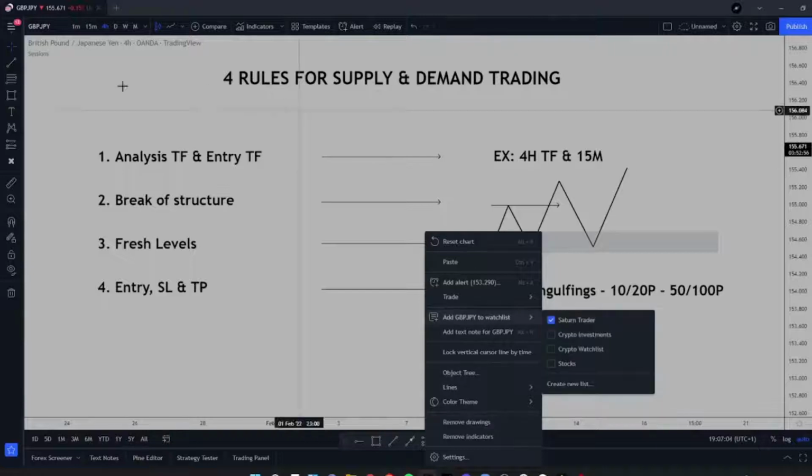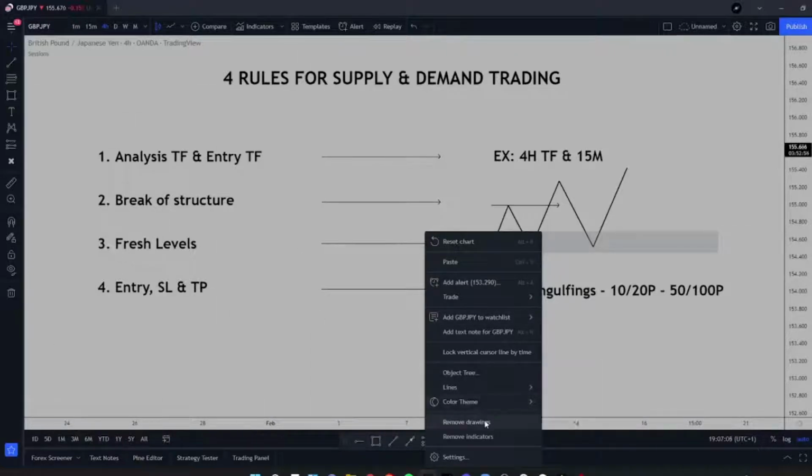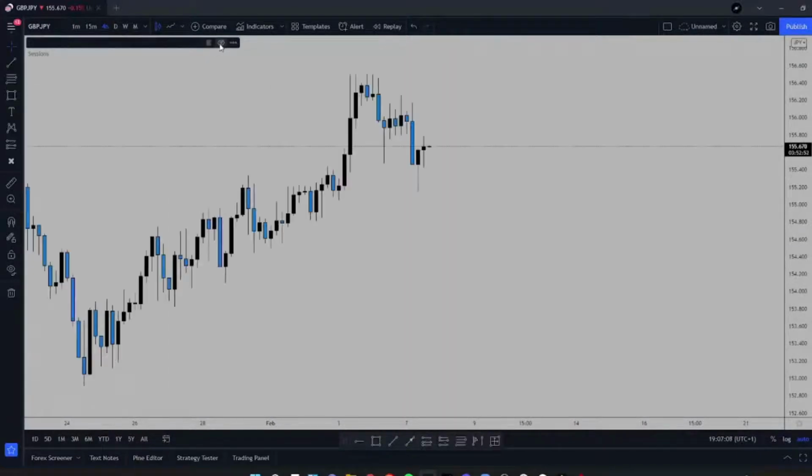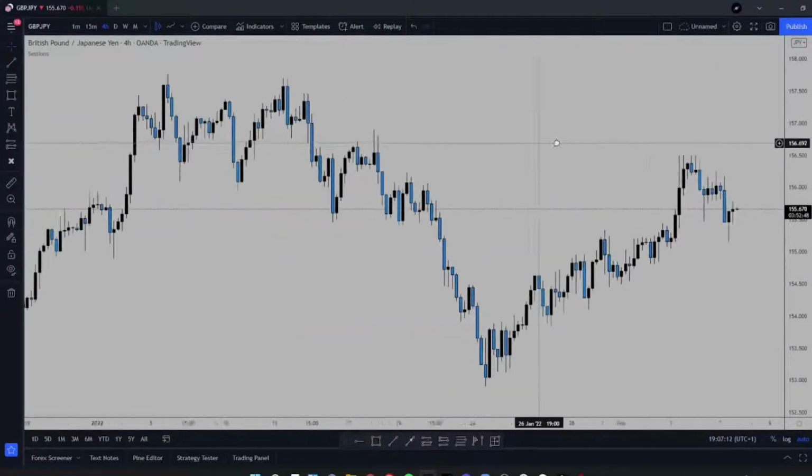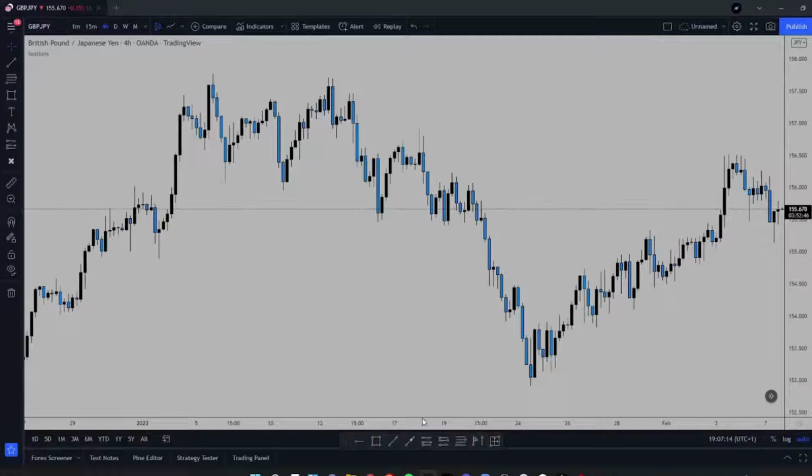Okay, so we're going to cover every single rule. Move drawings. There we go. Get to the chart. Okay, perfect. So what are we going to do? We're going to be looking at a break of structure first, which is rule number 1. This move right here. Did it break structure? Yes, it broke a previous low. So this is a valid break of structure.